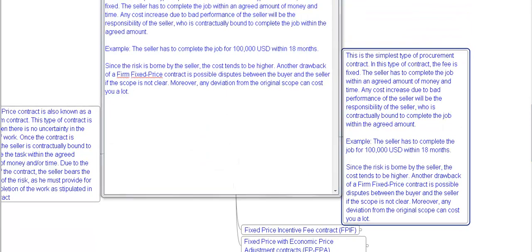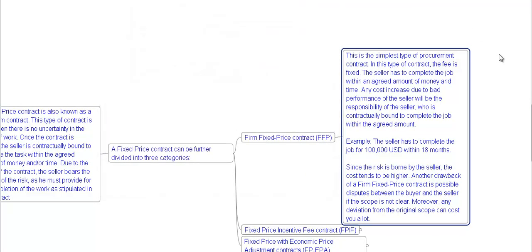This is the simplest type of procurement contract. In this type of contract, the fee is fixed. The seller has to complete the job within an agreed amount of money and time. Any cost increase due to bad performance of the seller will be the responsibility of the seller, who is contractually bound to complete the job within the agreed amount. For example, the seller has to complete the job for $100,000 within 18 months.